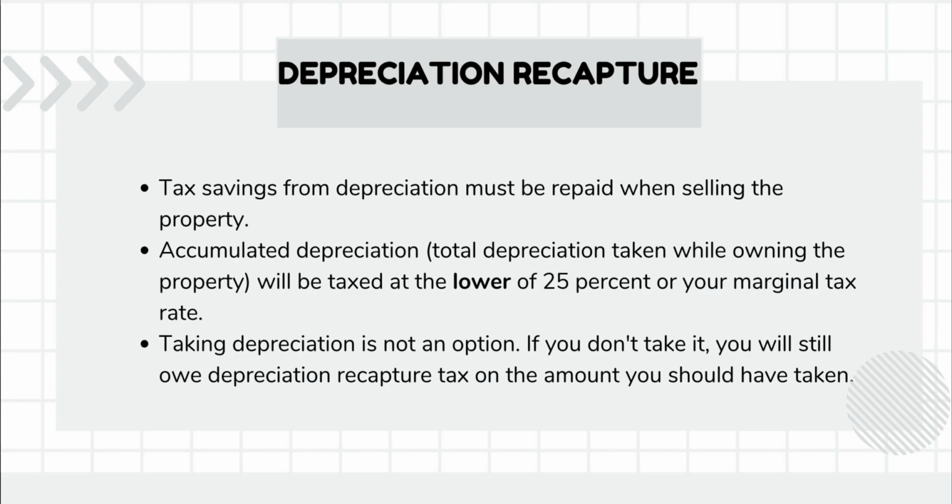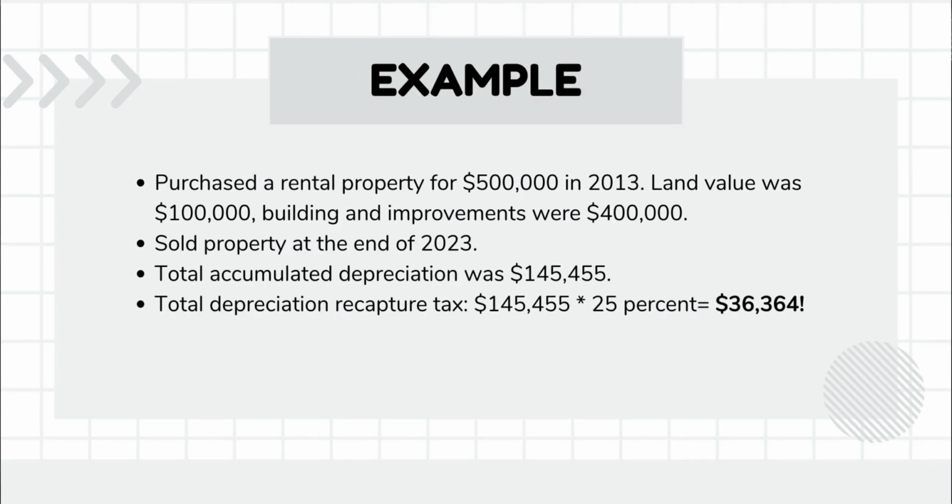So let's look at a specific example here. Let's say that you purchased a rental property for $500,000 in 2013. If you remember from when we discussed this a few episodes ago, you always have to break it down by land and building improvements. The land portion is not depreciable; the rest is. So let's say that the land value was $100,000, and the building and the improvements were $400,000. Let's say you sold the property at the end of 2023, so essentially you owned it for 10 years.